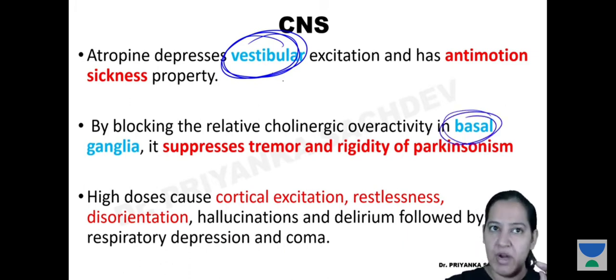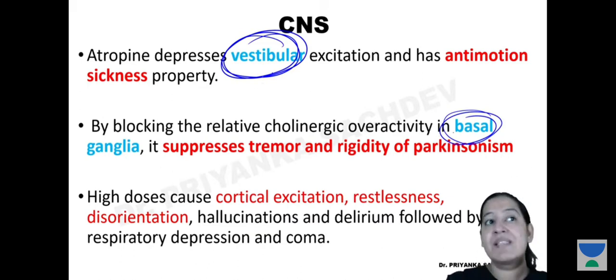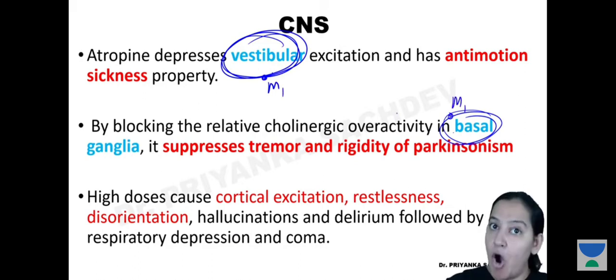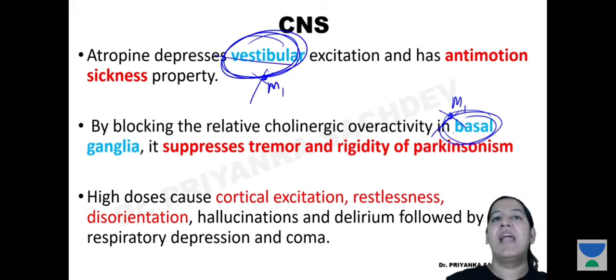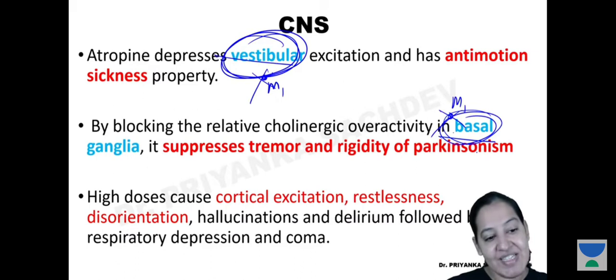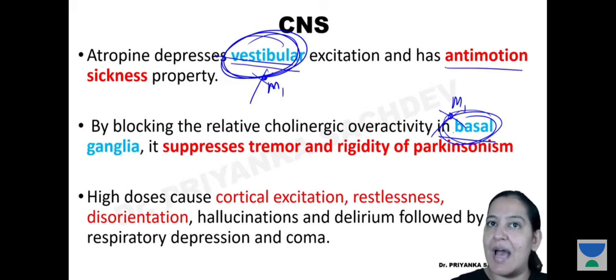Over these two areas in the CNS, muscarinic M1 receptors are present. These M1 receptors are blocked by these drugs, so acetylcholine cannot bind with M1 receptors. So they depress the vestibular area and they depress the basal ganglion. But we humans are taking advantage of this property of these drugs. Since they depress the vestibular area that causes motion sickness, these drugs can be useful as anti-motion sickness.